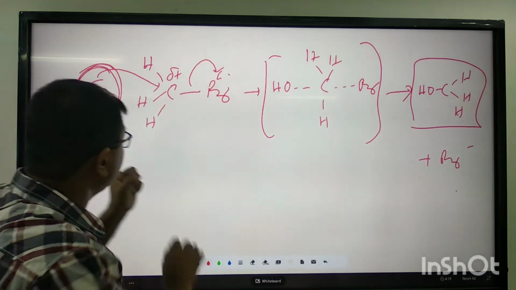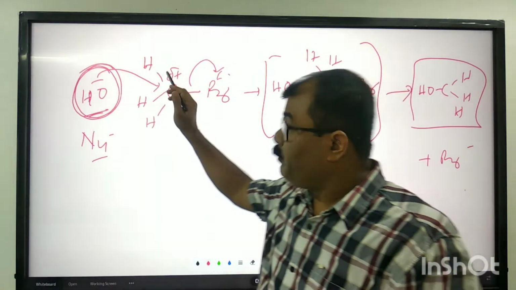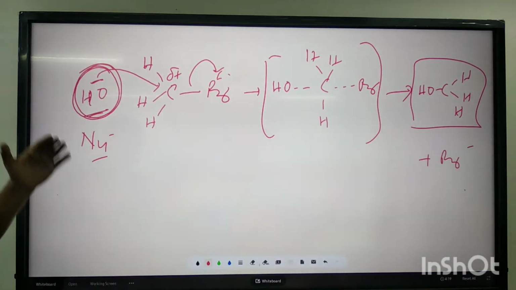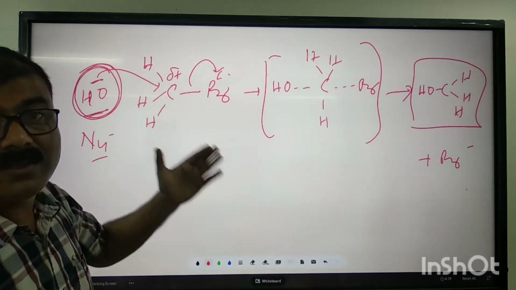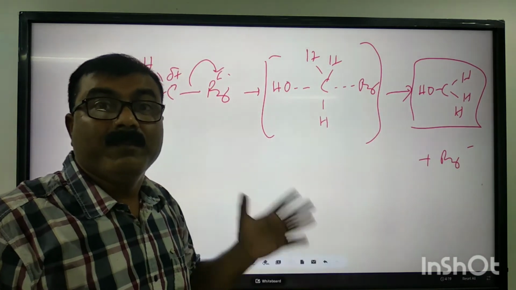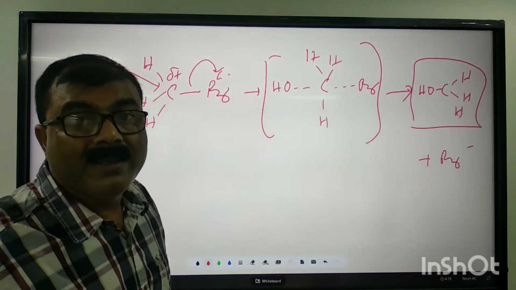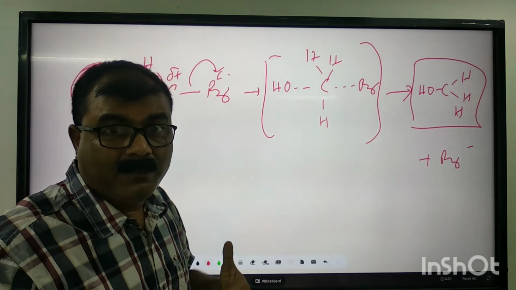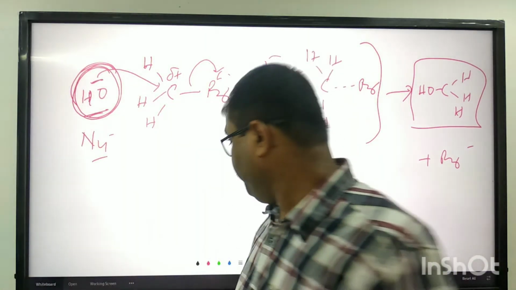Have you understood? That is why in aprotic solvent this is favorable. What is favorable? SN2 reaction is favorable in aprotic solvent, because in aprotic solvent this nucleophile is not solvated. Nucleophile is not solvated, but in protic solvent it will be solvated. Is it clear?